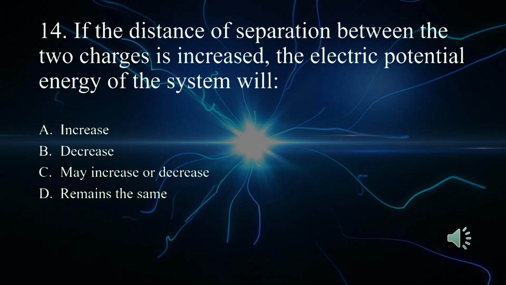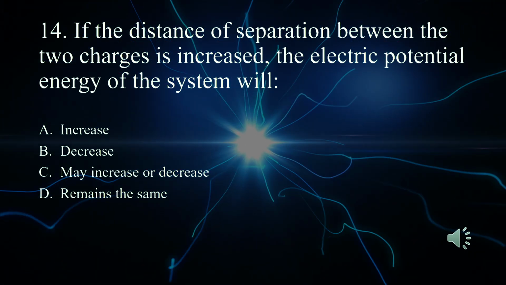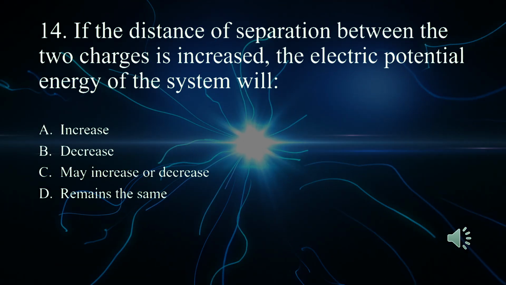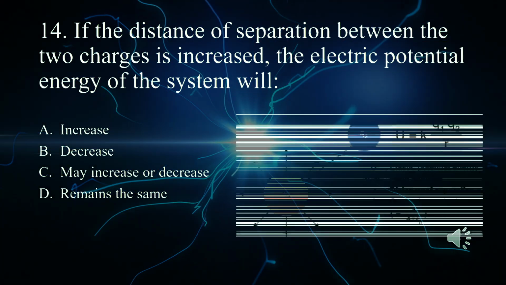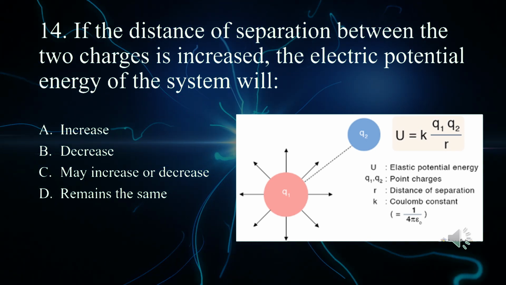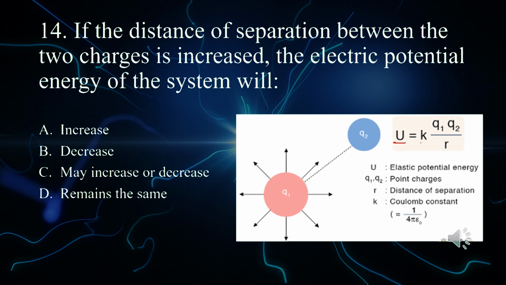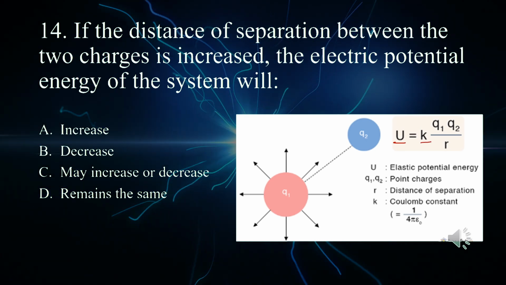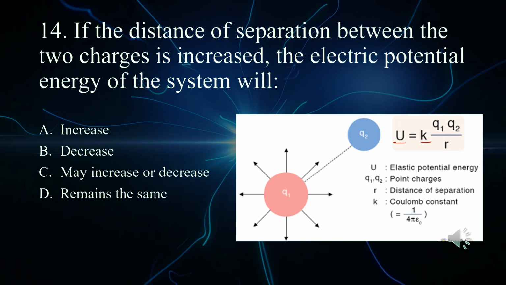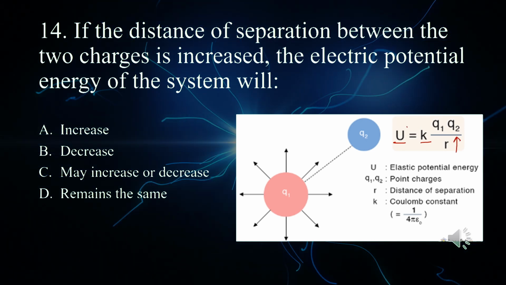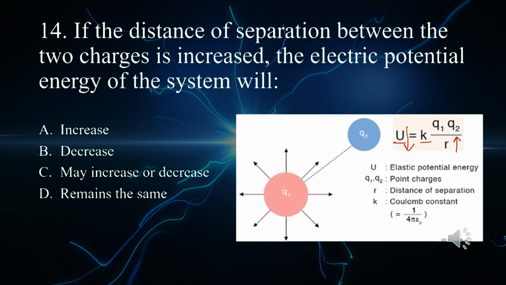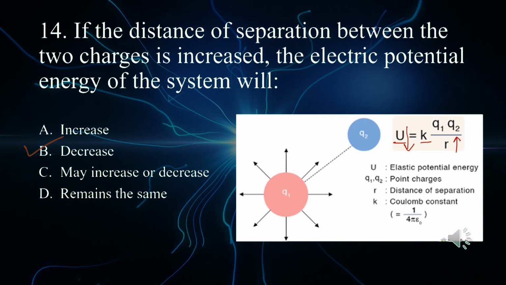Okay, if the distance of separation between two charges is increased, the electric potential energy of the system will increase, decrease, may increase or decrease, or remain the same. According to the formula, electric potential energy is equivalent to Coulomb's constant K, Q1, Q2 divided by R. So if the distance of separation is increased, then the electric potential energy will decrease, because they are inversely proportional to each other. So B is the correct option.